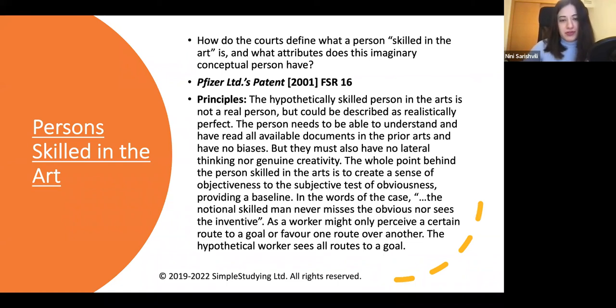The whole point behind the person skilled in the art test is to create a sense of objectiveness in the subjective test of obviousness, providing a baseline. So in other words, it's an objective test, but it is also subjective because it depends on the opinion of a person skilled in the art. But since this person skilled in the art is a hypothetical person who is impartial and has all the relevant knowledge, it can be argued that this is an objective requirement.